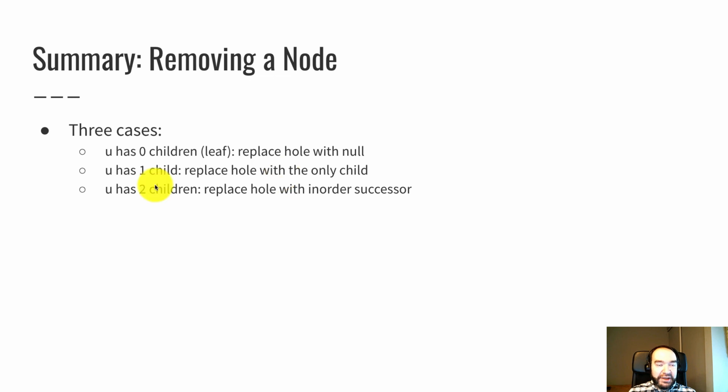Finally, there's the more complicated case. If u has 2 children, then you replace the u node hole with the in-order successor node. So you go to the right and then left as far as you can relative to u, copy that value up into u, and then repeat this process to remove that successor node, and we know for sure that that successor node will either have 0 or 1 children. That successor definitely does not have a left child, so it has 0 or 1 children, and so that'll be a repeat of these easy cases.